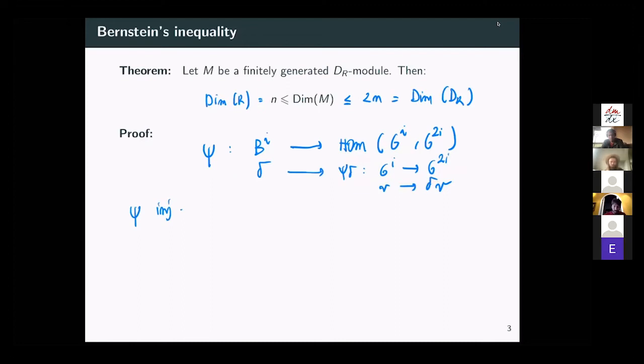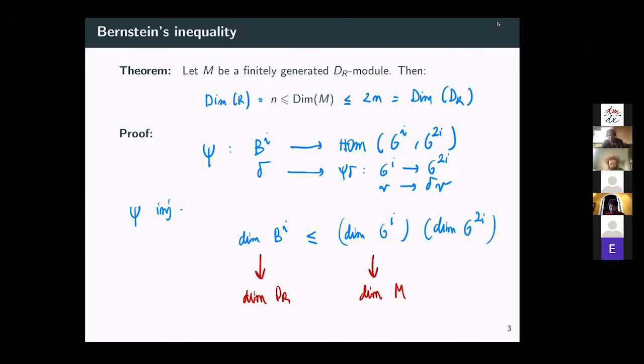And then we end up with the dimension of BI being smaller or equal. Here we have these morphisms, so the dimension of GI times the dimension of G2I. This leads to the dimension of the ring of differential operators. This gives you the dimension of the module twice. And this gives you more or less the proof of Bernstein's inequality. As I mentioned, the key point is that this is an injective morphism.